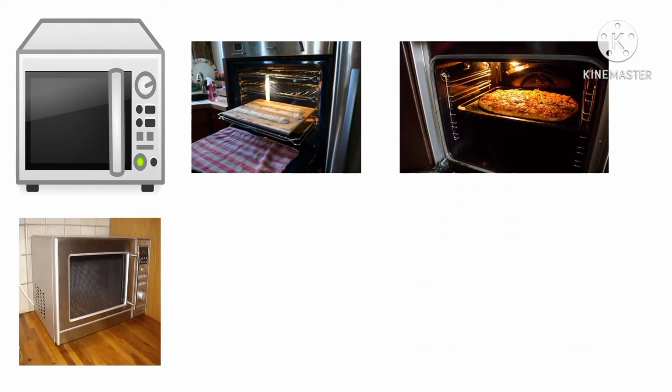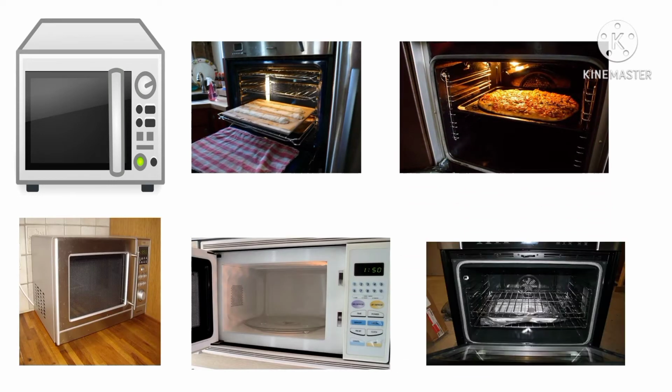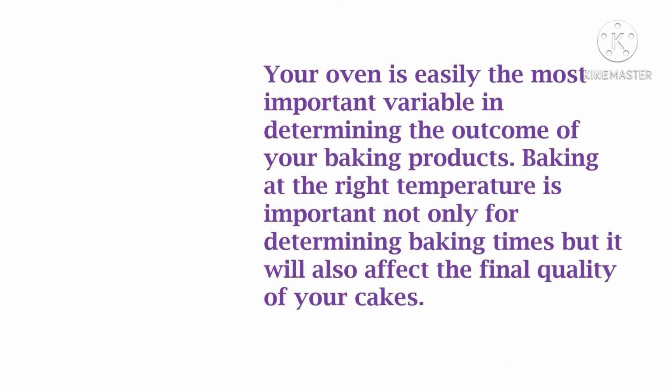Do you know what this is? Very good. It's an oven. Your oven is easily the most important variable in determining the outcome of your baking products. Baking at the right temperature is important not only for determining baking times but will also affect the final quality of your cakes.